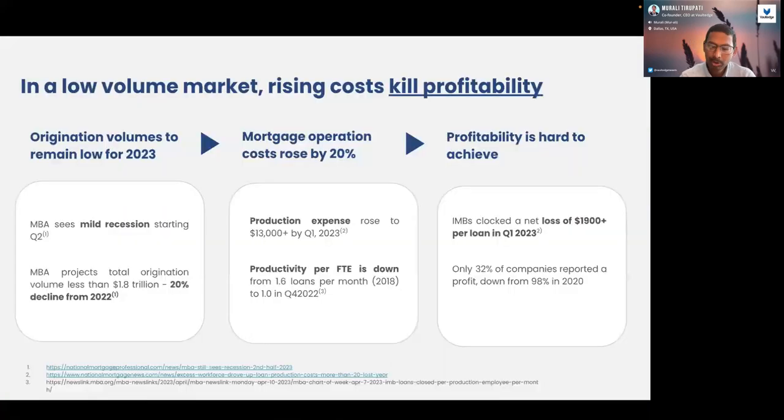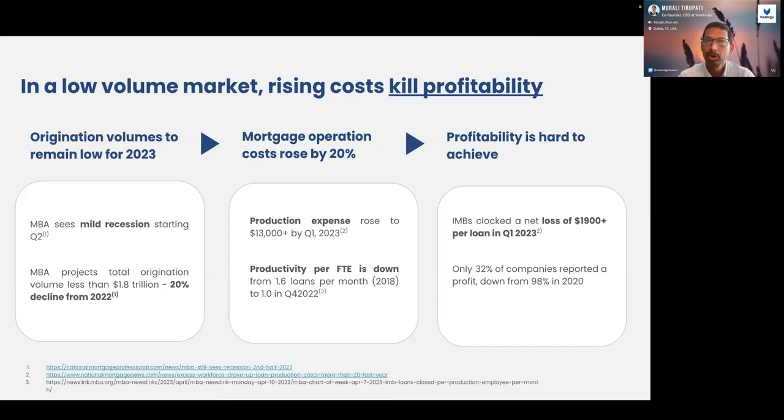If you want to look at how severe this problem is, MBA recently published its projections for the loan production volume for 2023. The latest projection says that for 2023, the origination volume is expected to be 20% below the 2022 volume. And before we forget, 2022 itself saw a huge drop in origination volumes compared to 2021.